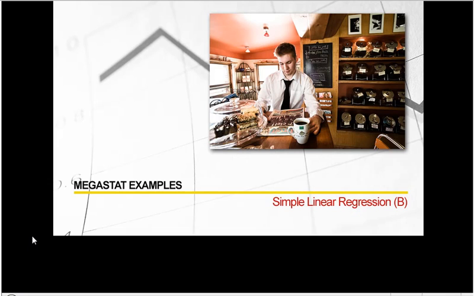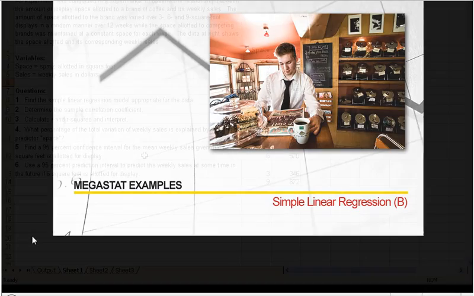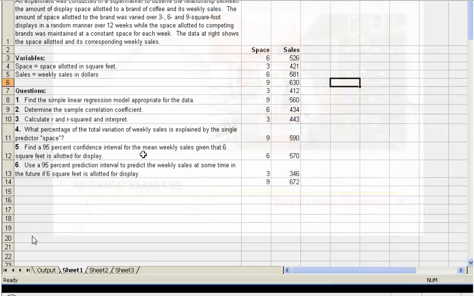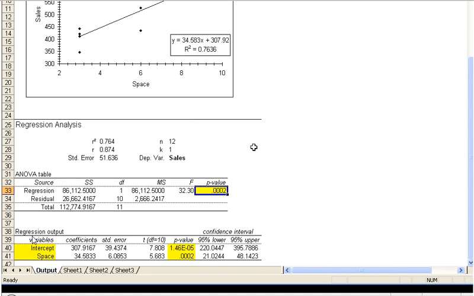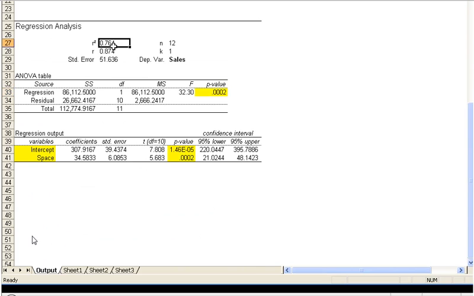Continuing with our last example, we need to answer question 5 and question 6. And just a quick review, we took the space allotted and confirmed that it is a good predictor for sales. In the output, we saw a high R-squared value and a low p-value for the F-test. So again, we were able to confirm that there is a significant linear relationship between these. So now that we have this, we want to do some predicting.